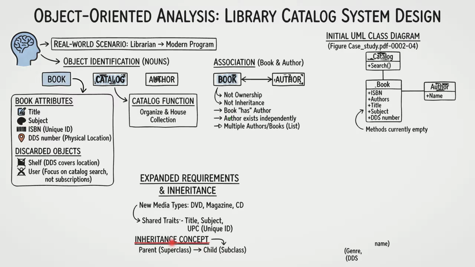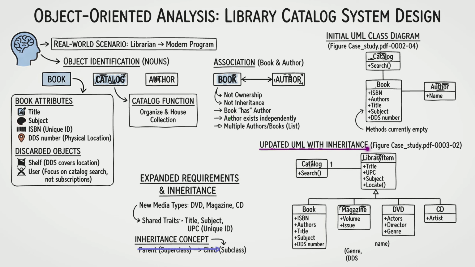This allows us to create a general class and specialized versions, moving from a parent, superclass to child subclasses. Even though books use DDS, CDs use author last names, and DVDs use genre to organize, every item needs a way to be found, which we'll handle with a common method. Let's look at our updated UML with inheritance.